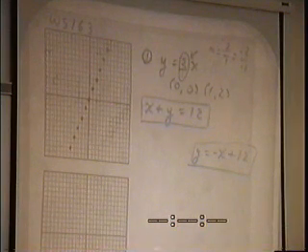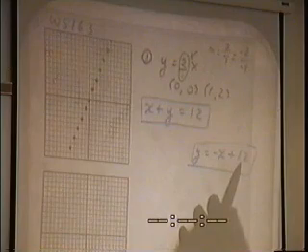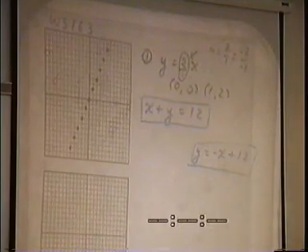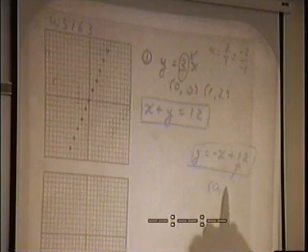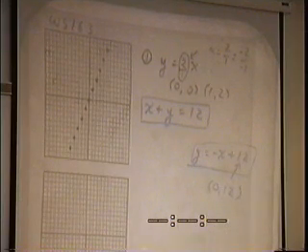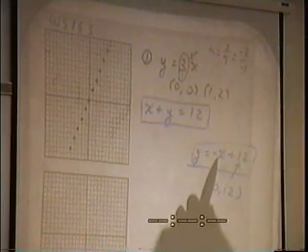You can graph this using your slope and intercept. When x is 0, y is 12. There's a y-intercept. Here's a slope.